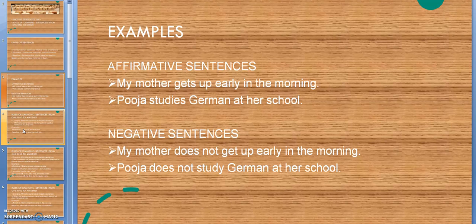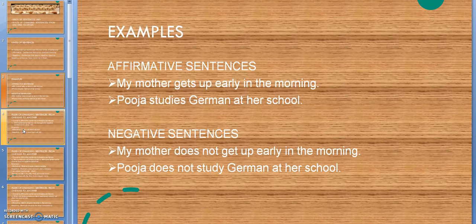Another example. Pooja studies German at her school. This is a positive statement. And if we add not to it, it becomes negative. Pooja does not study German at her school. So, I hope you have understood this much. If you add no or not to a sentence, it becomes a negative sentence.